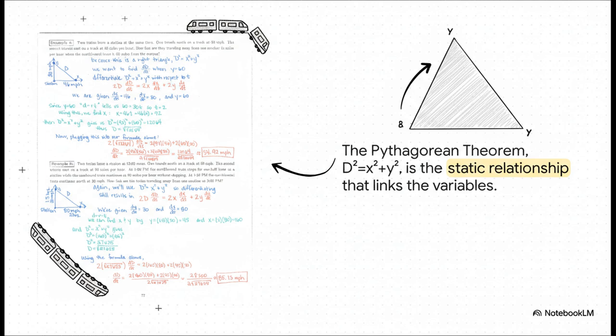Picture two trains leaving a station at the same time. One heads east, the other heads south. The question is, how fast is the straight line distance between them growing? Well, what shape do you see? It's a right triangle. So the equation we need is the good old Pythagorean theorem. That's the simple, static formula that connects everything we care about.